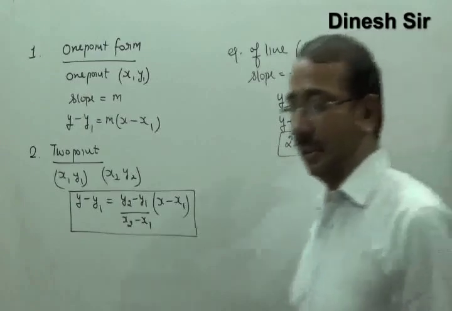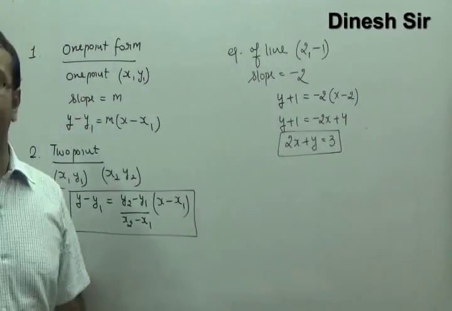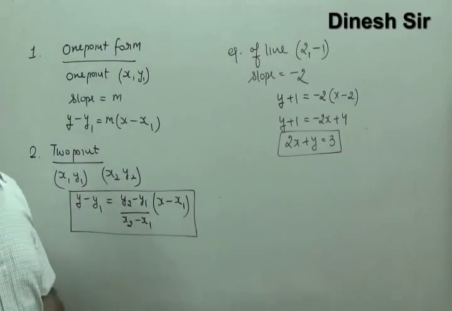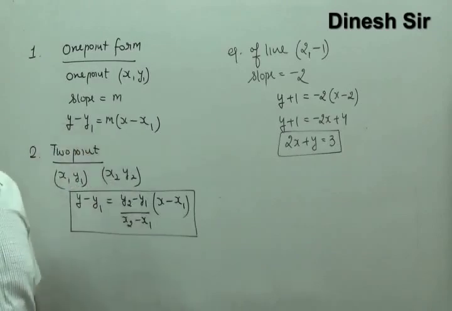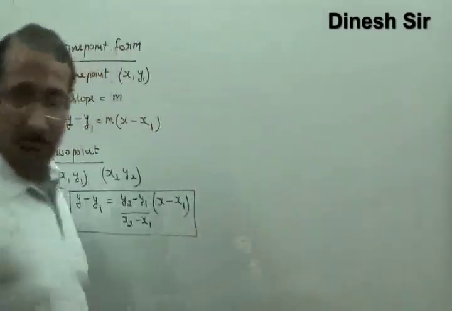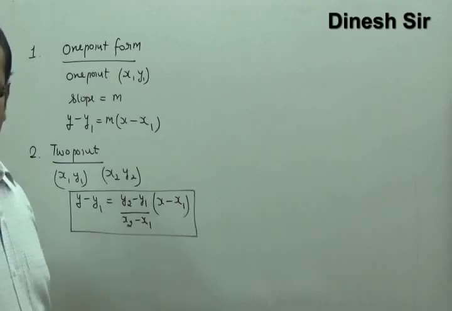So in order to find the equation of the line, we need one point as well as the slope of the line. If you have these two things, with the help of the 1-point format, you can easily find the equation of a line. Similarly, sometimes we may also use the properties of the slope that I told you earlier, when lines are parallel and when lines are perpendicular.